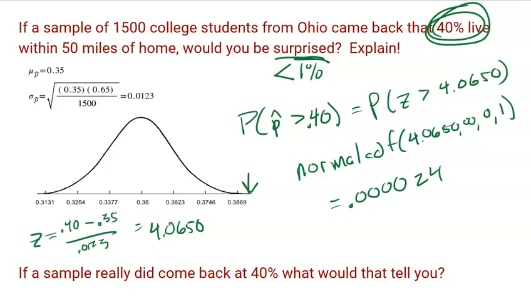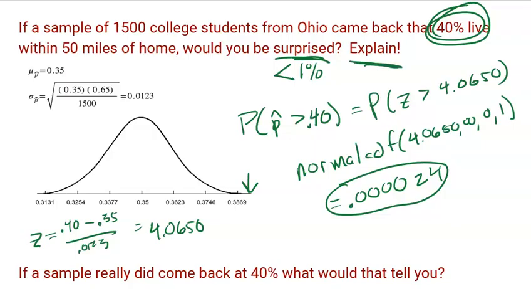Please do not say 40% exactly. Normal model cannot calculate that. But the probability that a sample comes back 40% or more is extremely, extremely unlikely. So yes, I would be surprised because it would have a probability under 1% of occurring. The probability of a sample coming back 40% or more would be under 1%, which tells me that it's very surprising. So notice that what I just did right there was I explained. Got to explain that.